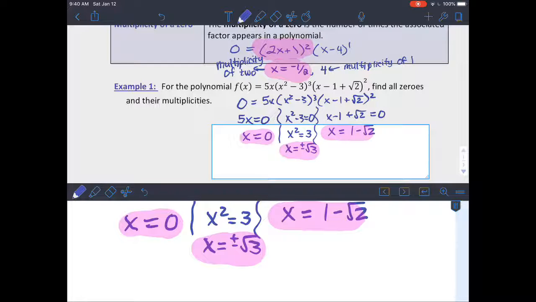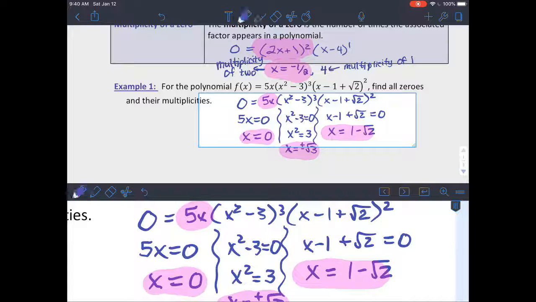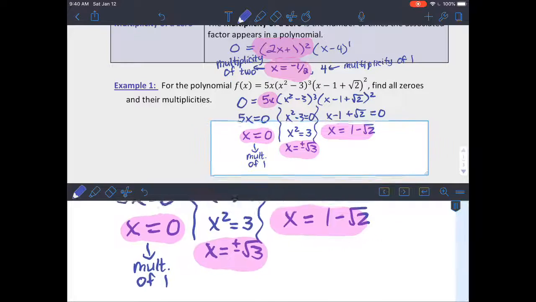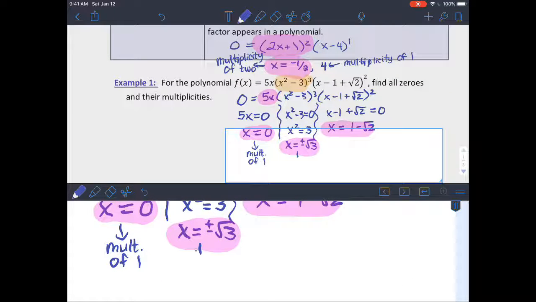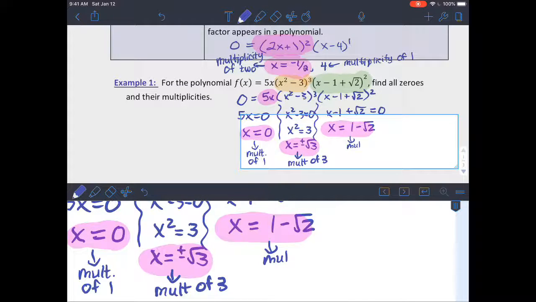If we look at the multiplicities of each one, go back and look at your factors that they came from. So x equals 0 came from your factor of 5x. That was just in there one time, so that's a multiplicity of 1. Your zeros of positive and negative square root 3 came from a factor that was raised to the third power, so they each are going to have a multiplicity of 3. And our last 0, fun one with the square root, that factor was to the second power. It's in our polynomial twice, so that means it's going to have a multiplicity of 2.